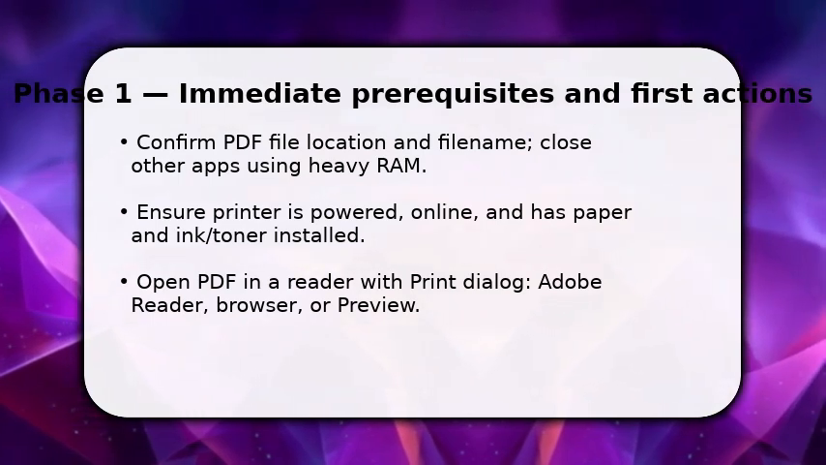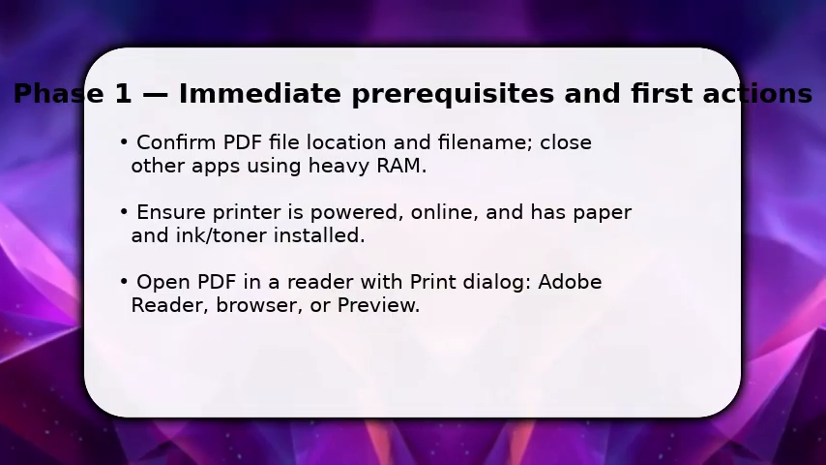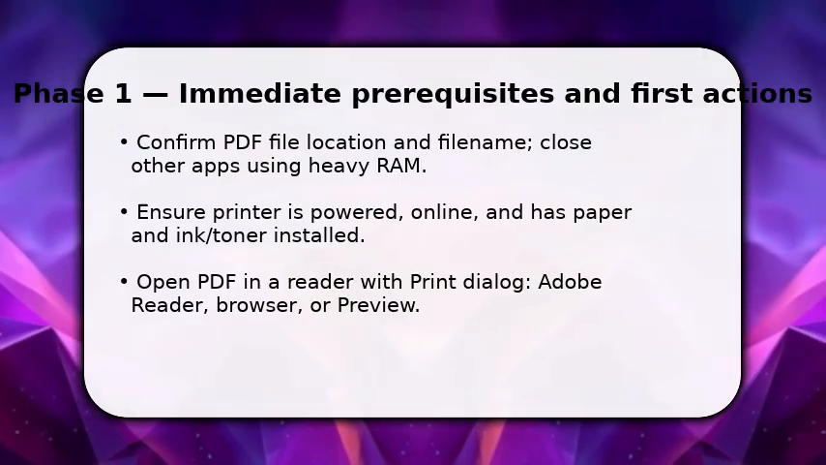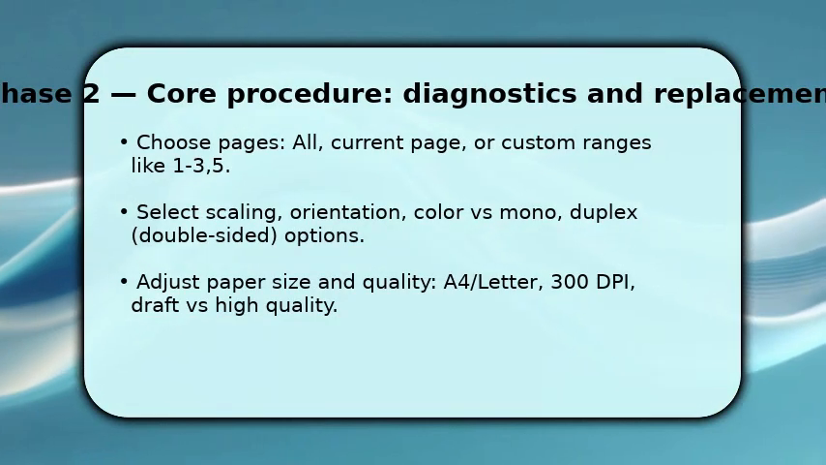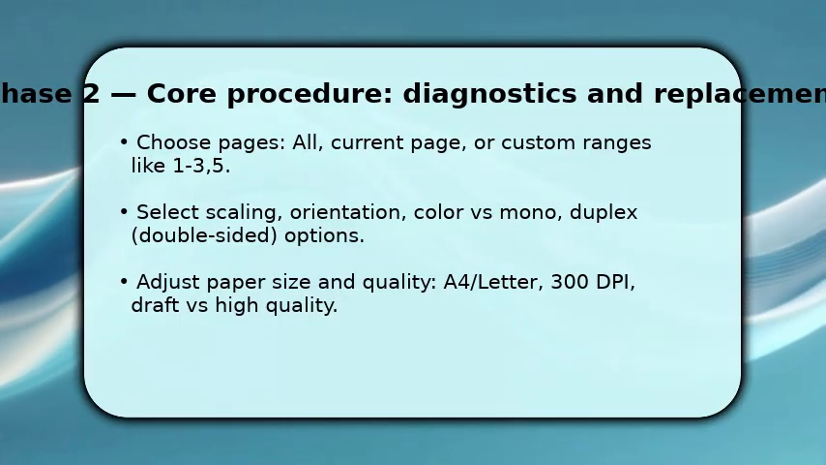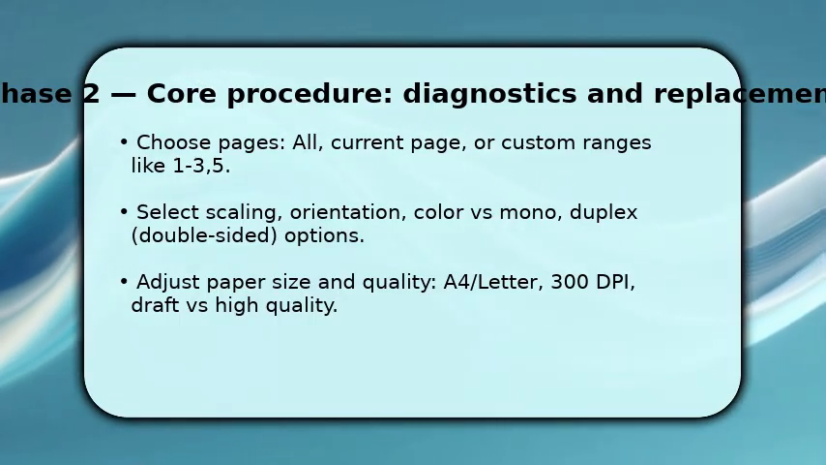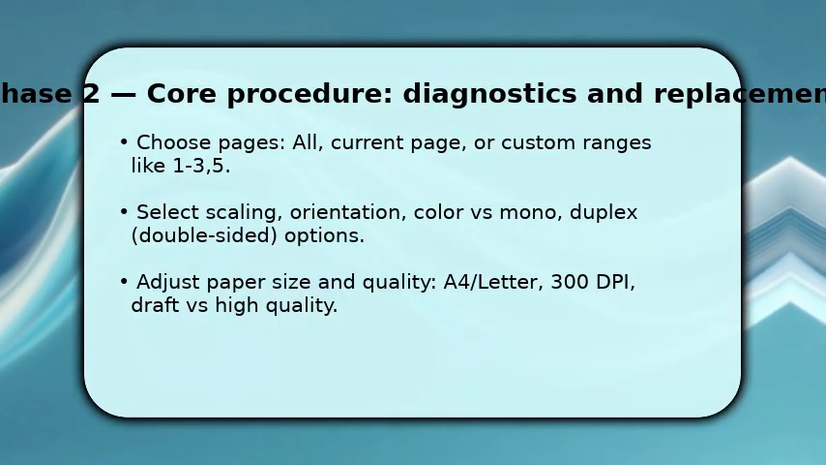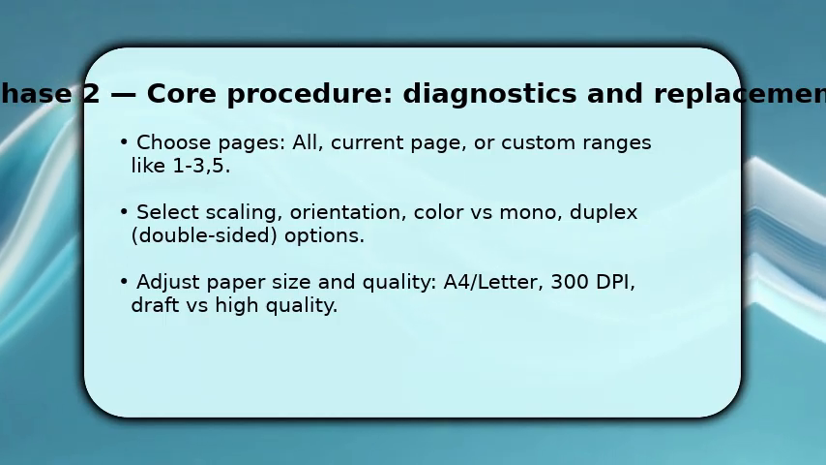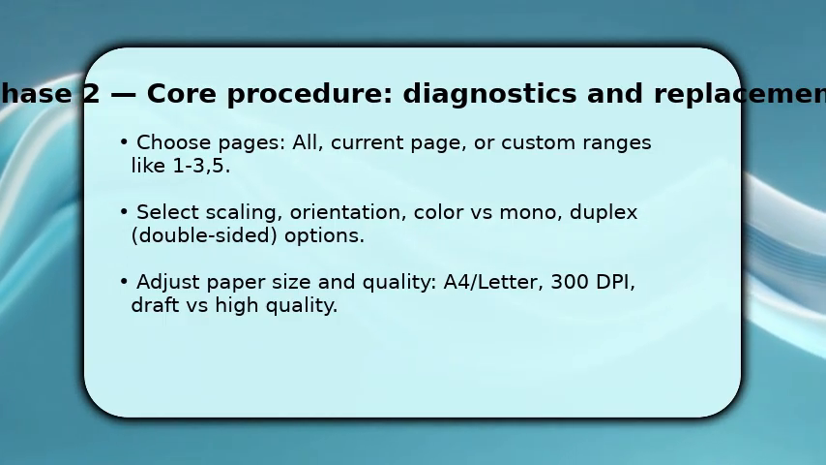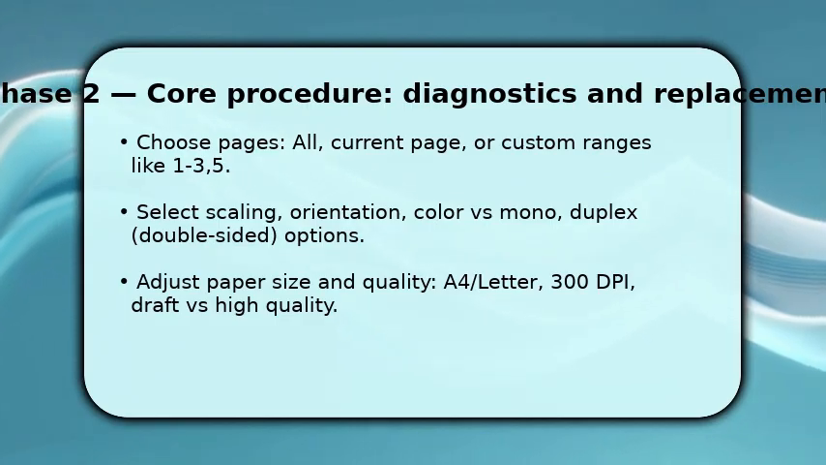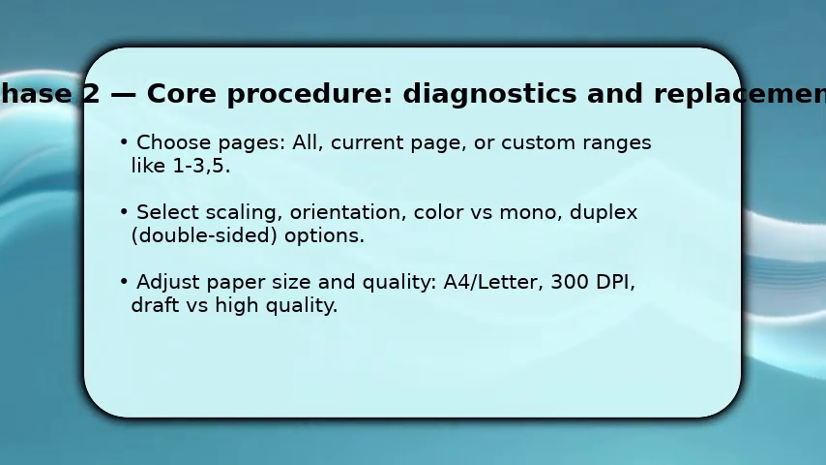Once done selecting the printer, configure options that control output. Choose specific pages or ranges so you don't print unnecessary pages. Type 1-3 or 1, 3, 5. Next, set orientation and scaling. Fit to printable area versus actual size. Scaling avoids clipped margins. Pick color or black and white and enable duplex if you want double-sided printing.